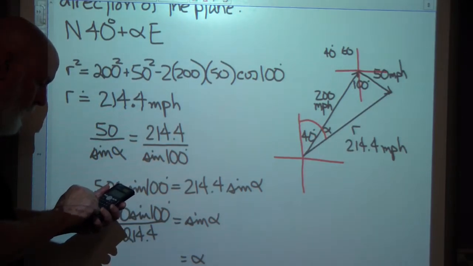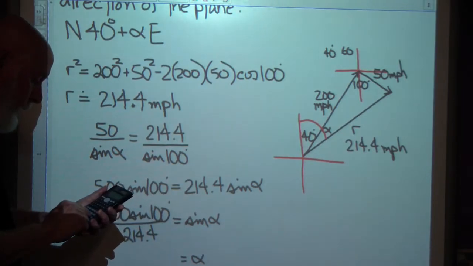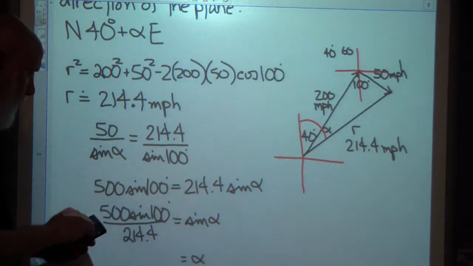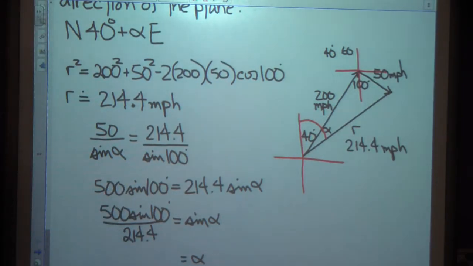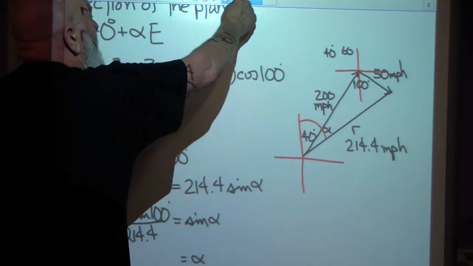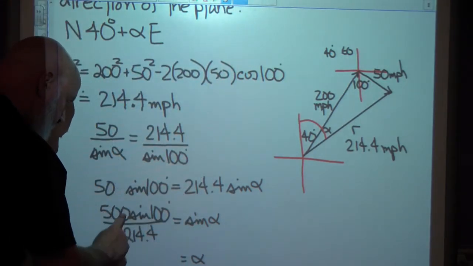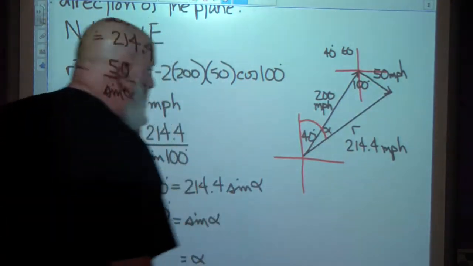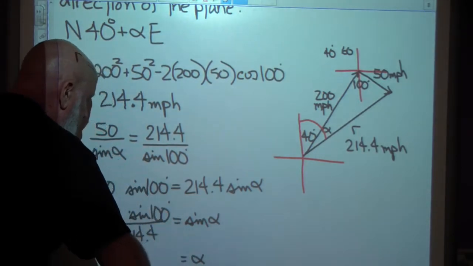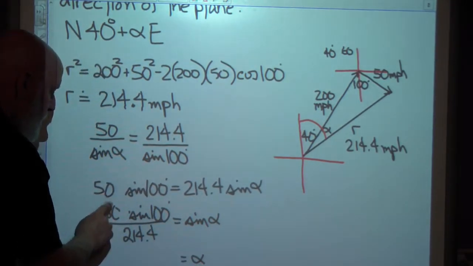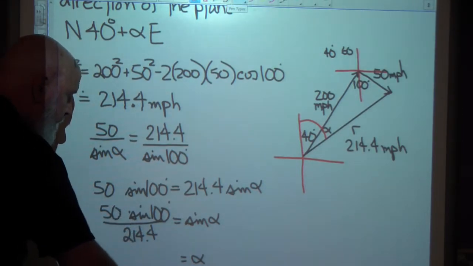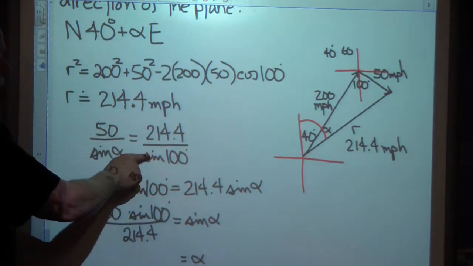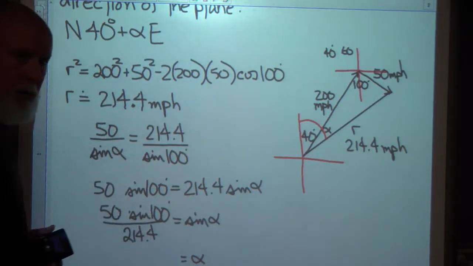500 sine 100 equals, divided by 214.4 equals, I have messed up something. Oh, that's 50. I put 500, that's my problem. Oops. I said 50 is to the sine of, not 500. Sorry about that. All right, let's try it again. When I multiplied sine 100 times 50, I wrote 500 because I'm an old man and my brain's dying.